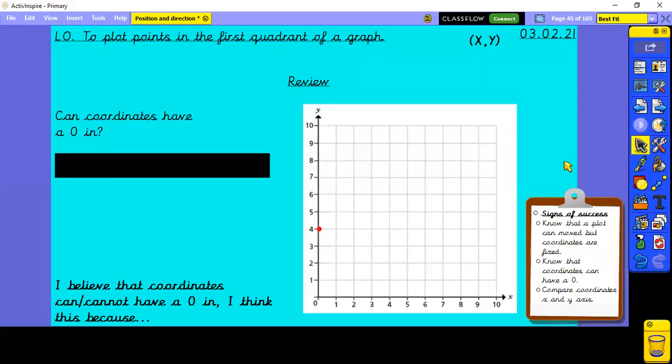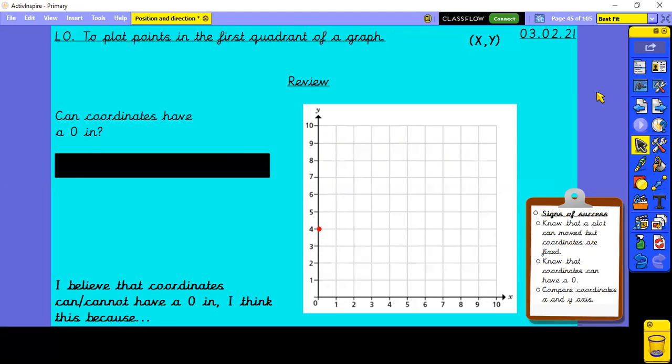Okay, and now we're going on to our review phase. So thinking about what we've learned already about coordinates and different plots on a graph, I've got the question for you, can coordinates have a 0 in? So pause the video if you need to and have a little think. Some of you might know, some of you might need to think a bit longer about this. And once you think you know, we'll have a look together.